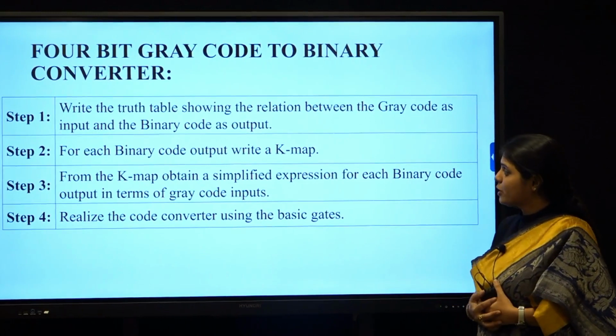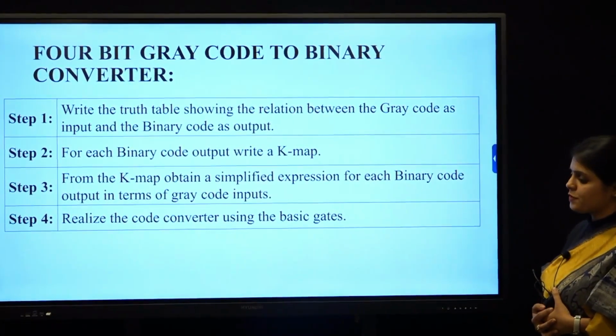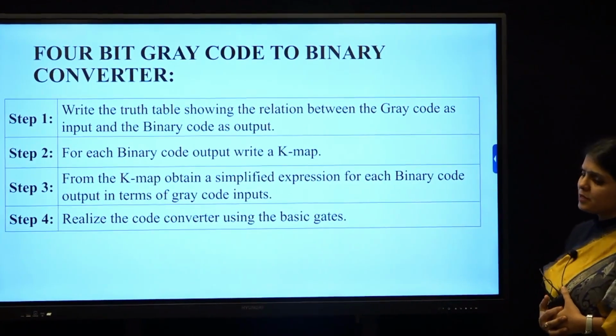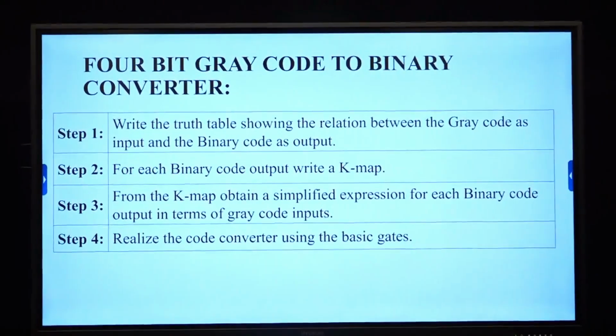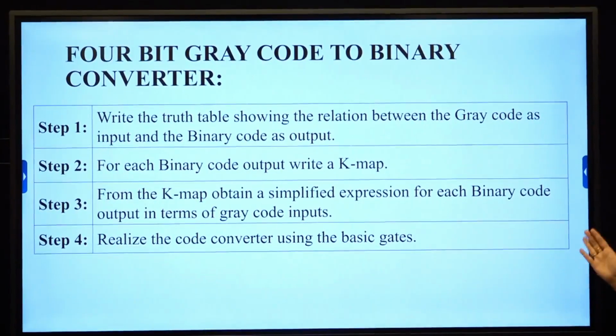converter, okay. Now let's look into the second conversion, the vice versa of what we have seen earlier, gray to binary, okay. So basically these are the 4 steps that you have to follow when you write it in the exam. First thing is, write the truth table showing the relation between the input and output. So here in this case, the input is gray and the output is binary.